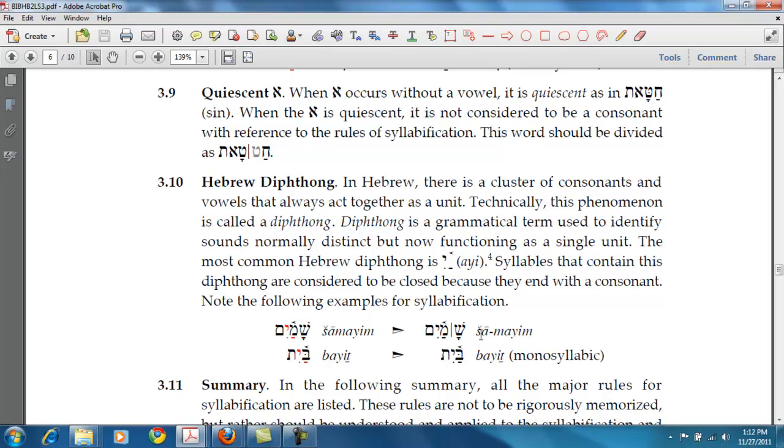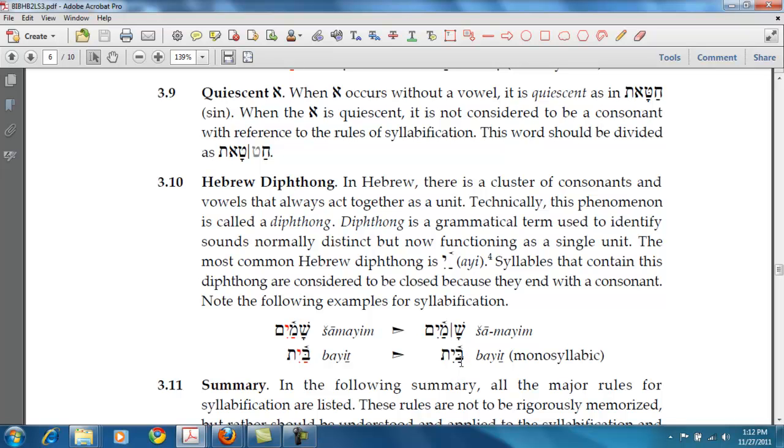And that's how you would write it out transliterated. It would be a shin, long a, mem, short a, hirik, yod, hirik, and then mem sofit, or final mem here. Shemaim, not shamayim. Okay, here you have bite for house, and shemaim is heaven. Bite is house. Again, this is a monosyllable, bite.